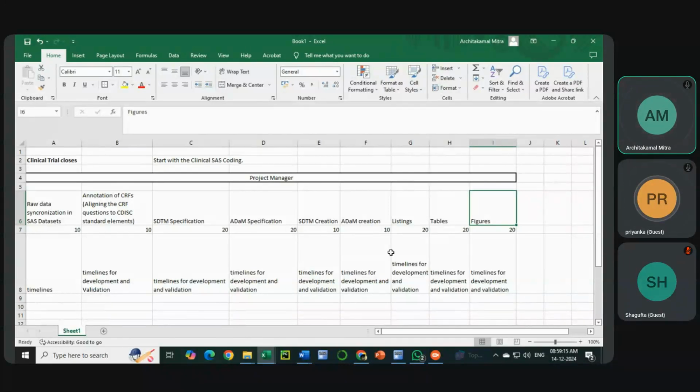Got it? Clear? Yes. So suppose I am working in the SDTM creation. Say there are 10 members, and among them there are some juniors, seniors, and a team lead. And if there are 2, 3 clean projects, then in the SDTM creation team there would be around 15 people working.